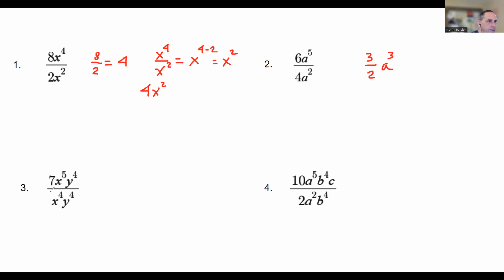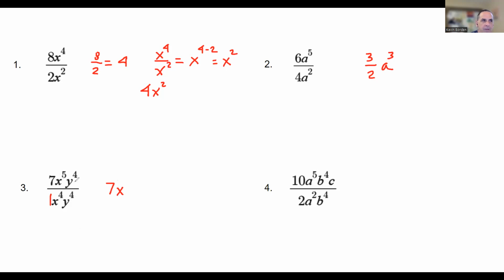So we start out with the 7, and we're trying to deal with our coefficients, and we notice that we don't have a coefficient on the bottom, but remember that there's always a coefficient of 1. So it's really just 7 divided by 1, which is just 7. Then we have x to the 5th divided by x to the 4th. 5 minus 4 is 1. That's just x.